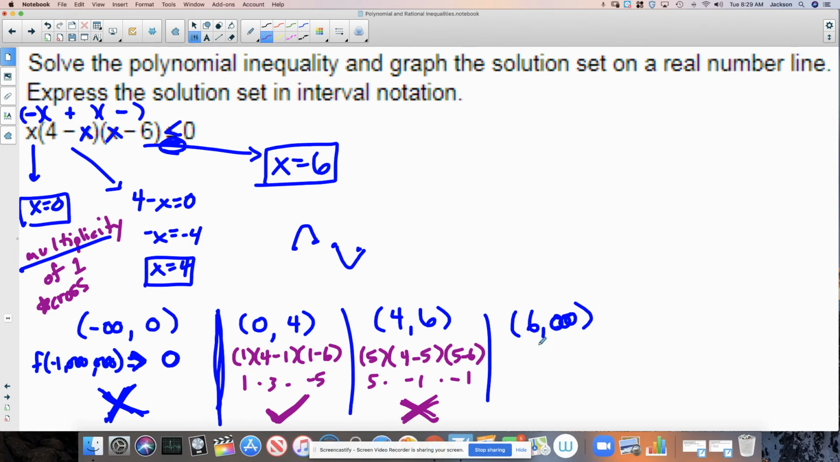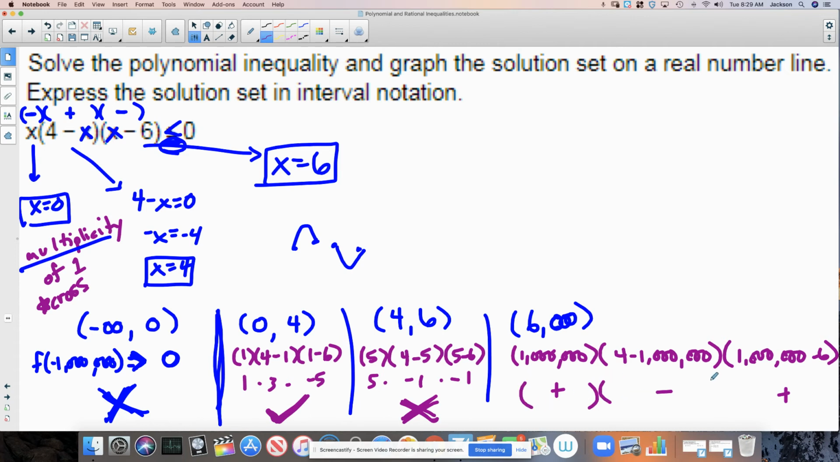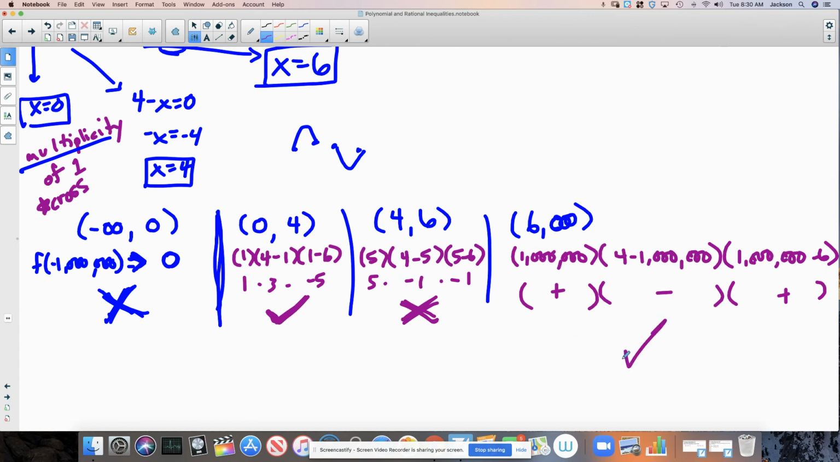Now let's choose a number over here, like a million. What happens if I plug a million in? Or 1,000 million, whatever you want. If I put a million here, that's 1 million. If I subtract a million from 4, okay, and then if I subtract a million from 6, what happens? What is this? Very positive. What is this number? Very negative. What is this number? Positive, because we're only subtracting 6 from a million. What's a positive number times a negative number times a positive number? That's negative, which is less than 0. So earlier, okay, that's a check mark.